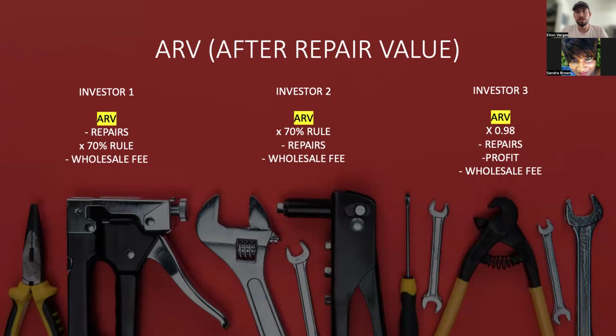But the first foundation is ARV. And what ARV is, pretty simple. It says it in the words, after repair value. And basically, this is what your market is all about, telling us what the properties can go for once they get fully fixed up, because that's what it is after repair.